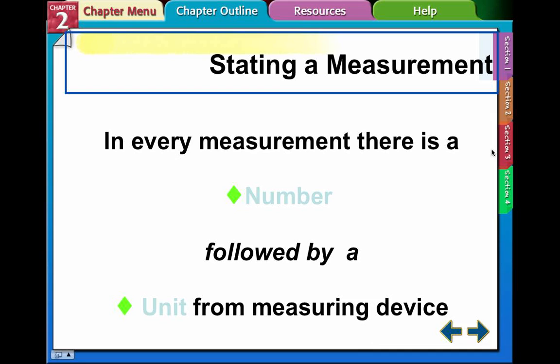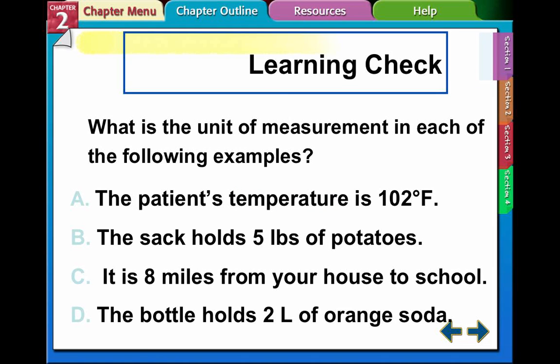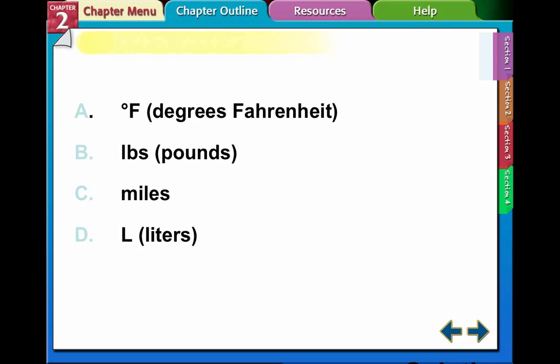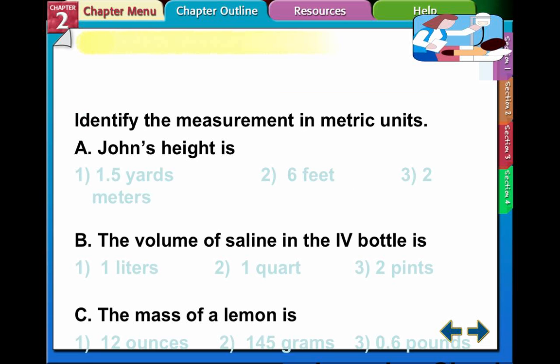Okay, every time you take a measurement, you have a number, but that number has to be followed by a unit. You'll hear me once in a while, you'll say it's 62, and I'll say, is it 62 elephants? Is it 62 cars? You need to have a unit following your number. Okay, so there's your answer for that. I'm going to let you go ahead and read those.